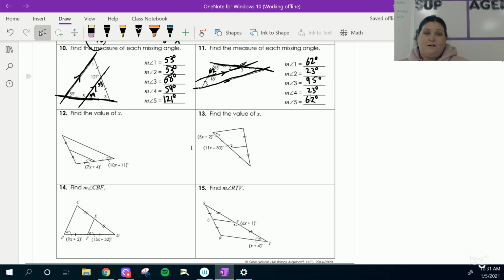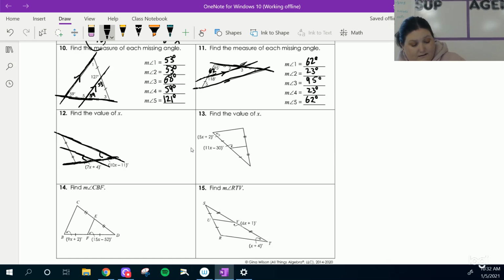So the next ones are very similar to the last ones, where we need to visualize our parallel lines. And they are being cut by this transversal here. So I'm looking at this angle and this angle. These two angles are corresponding angles, and corresponding angles are equal to each other. So I'm going to take 7x plus 4 and set it equal to 10x minus 11.